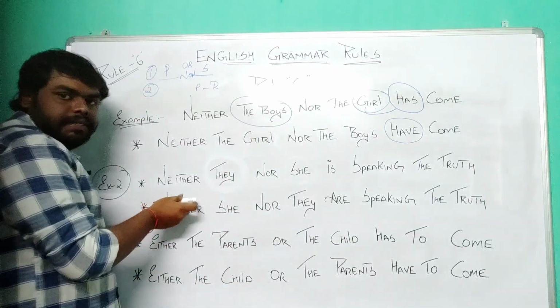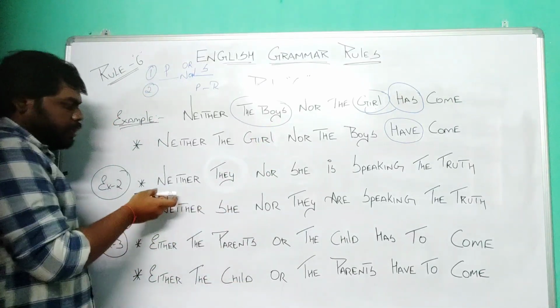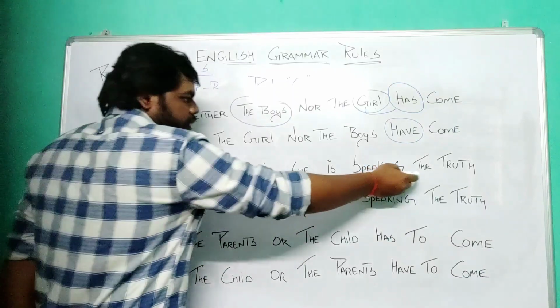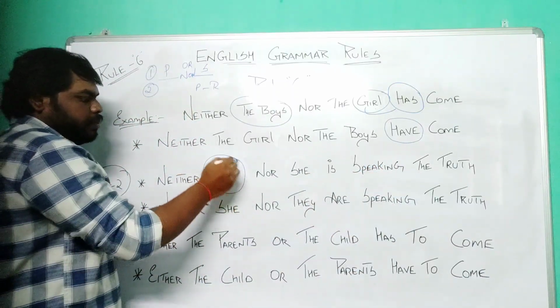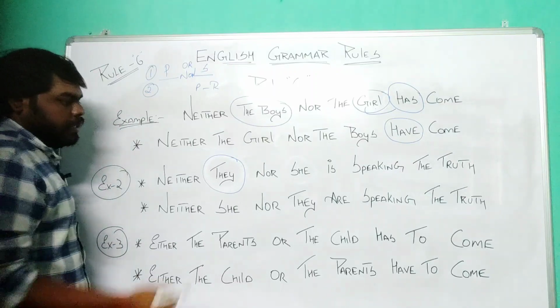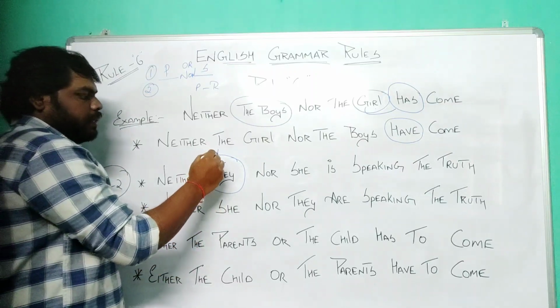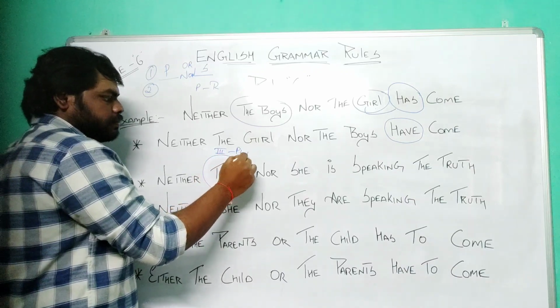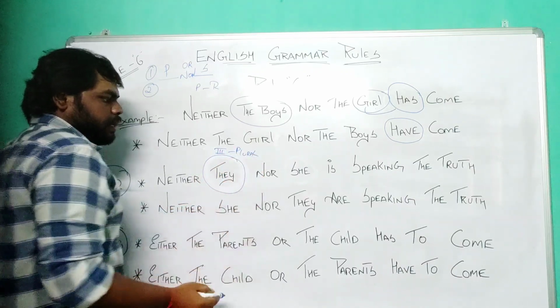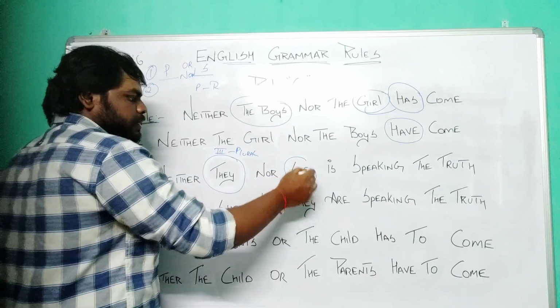Now let us see the second example. Neither they nor she is speaking the truth. They. Is this a plural form or a singular form? This is a plural form. Third person, plural. She is third person singular.